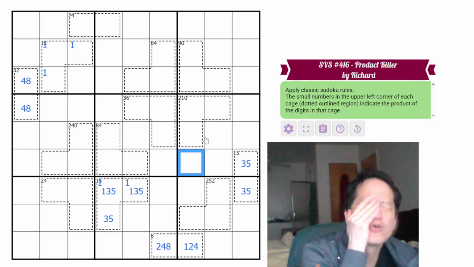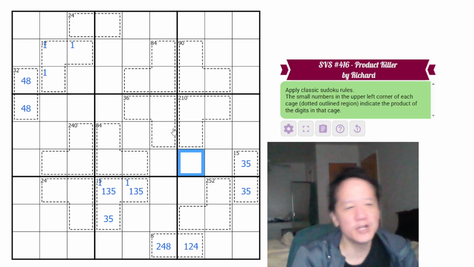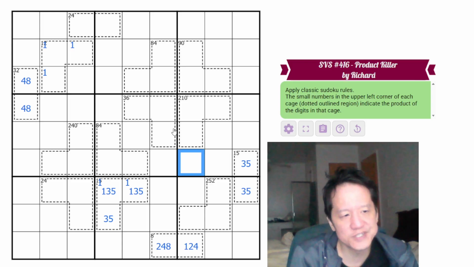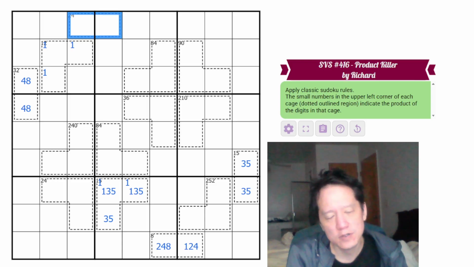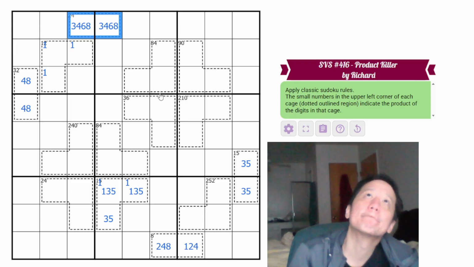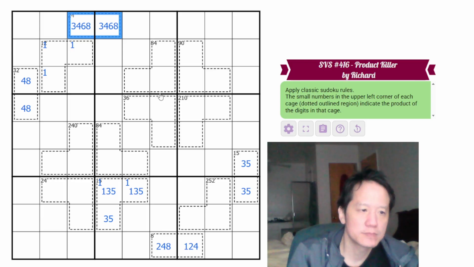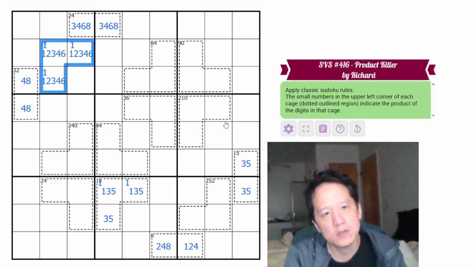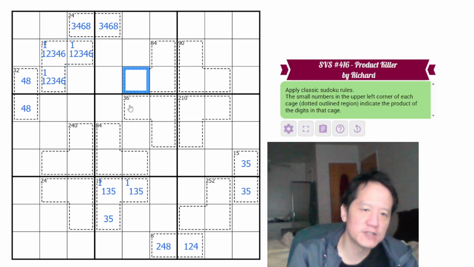24 is 2 to the 3rd times 3. So it could be 3 and 8 together, or 6 and 4. So this is 3 and 8, or 6 and 4, right? The 12 again is either 1, 2, 6 or 1, 3, 4. Huh. I don't know if that tells us anything.